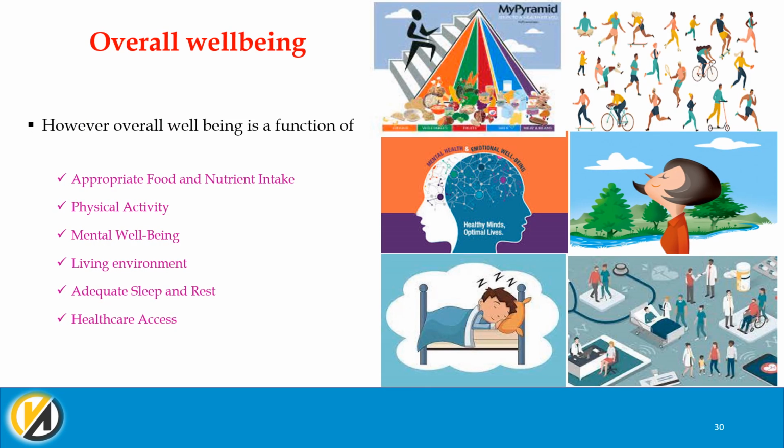However, the overall well-being of a human being is a function of many things besides nutrition recommendations. These include appropriate food and nutrient intake, which is the basic one from the nutrition perspective. However, overall well-being also includes physical activity, mental well-being, living environment, which is clean water, clean air, and also non-stressful environments. Adequate sleep and rest is also very important, and also access to health care is very important.